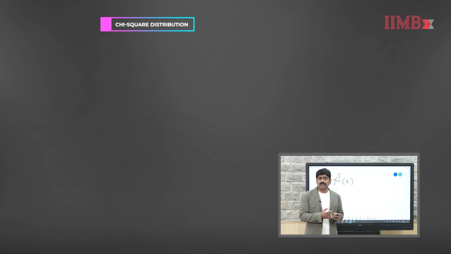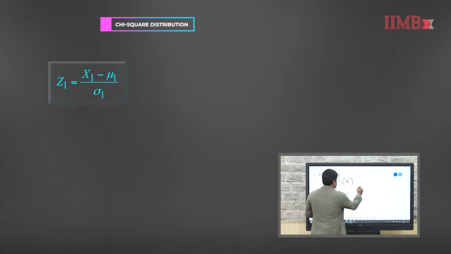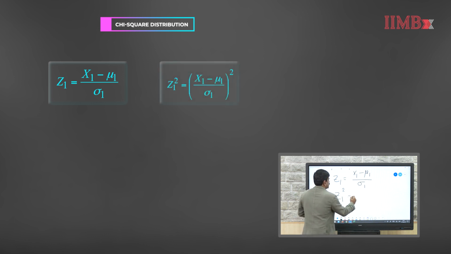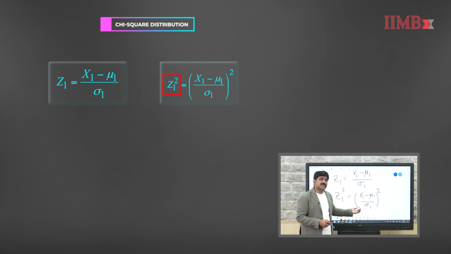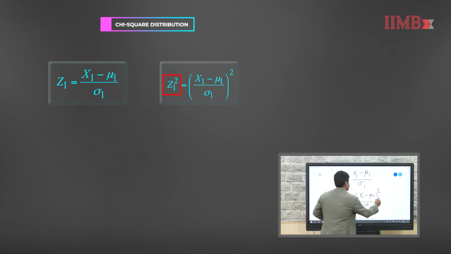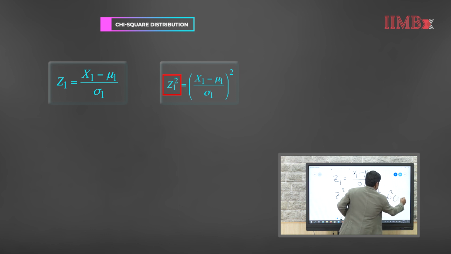Then we can write z1, the standard normal random variable, as z1 is (x1 minus mu1) divided by sigma 1. Then we can square this function. So when we square, z1 square will be ((x1 minus mu1) divided by sigma 1) square. So z1 square is a chi-square distribution with 1 degree of freedom, and we write chi-square 1 to denote that.